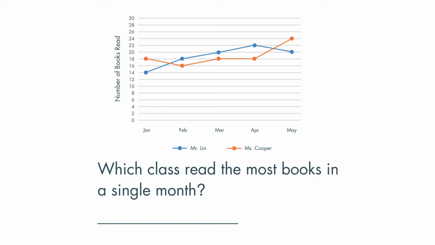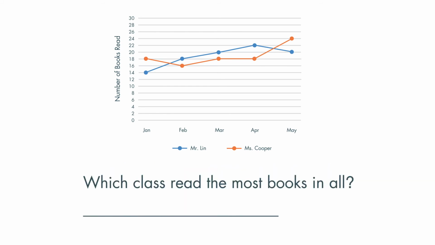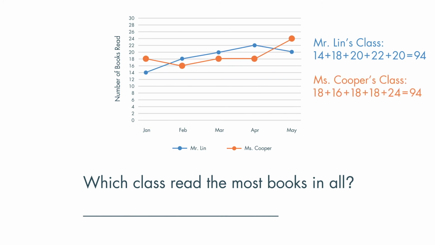Which class read the most books in a single month? The highest point on either line is 24 books for Ms. Cooper's class in May. So, which class read the most books in all? Both classes read 94 books. However, Ms. Cooper's class read the most books in a single month.